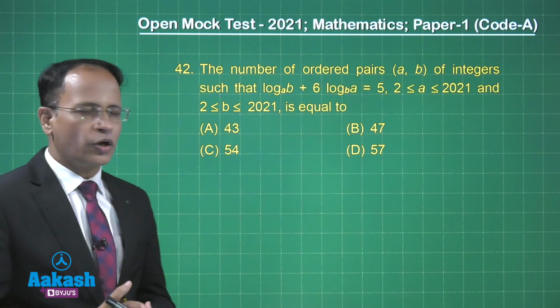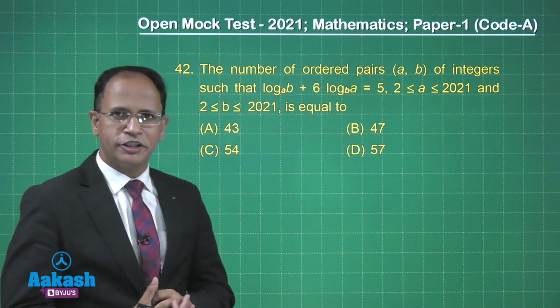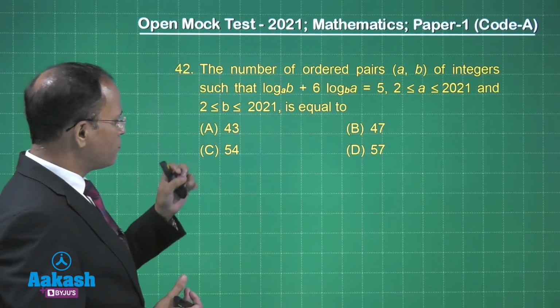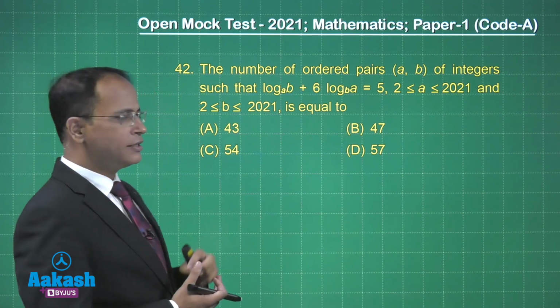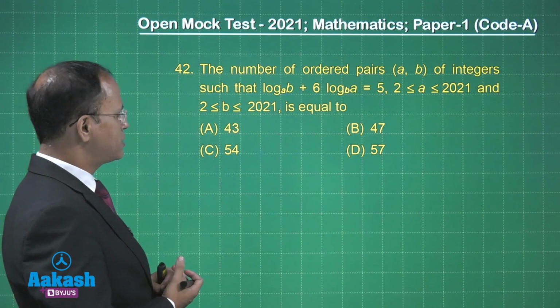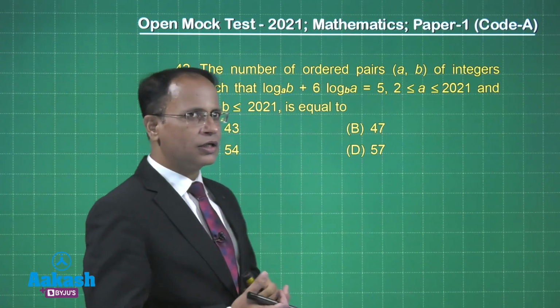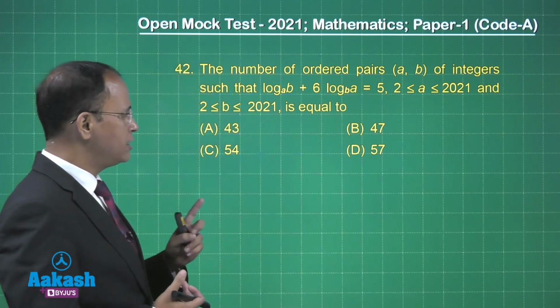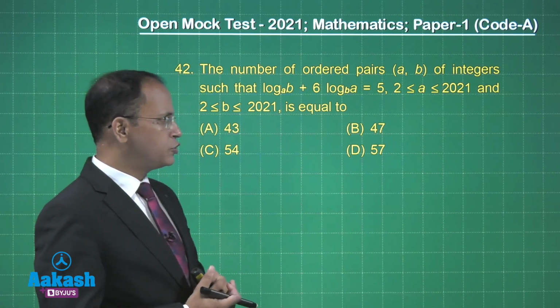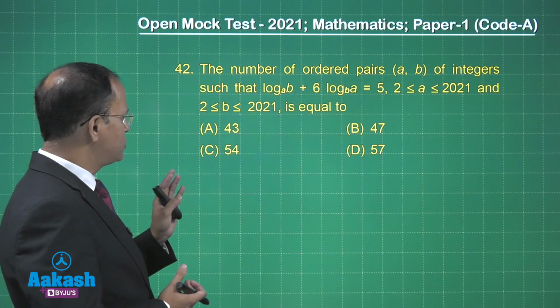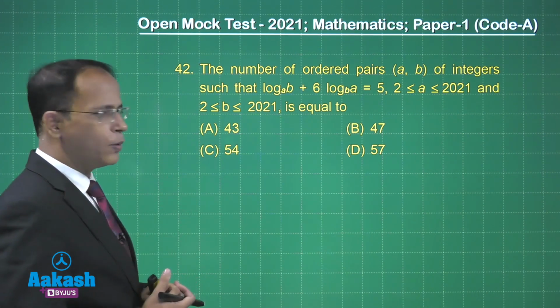Now students, let's talk about this problem, question number 42. The number of ordered pairs (a, b) of integers such that log_a b + 6 log_b a = 5, where a lies between 2 and 2021 and b lies between 2 and 2021, is equal to what?